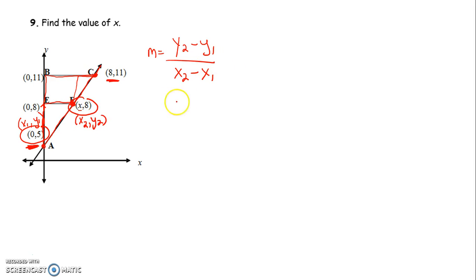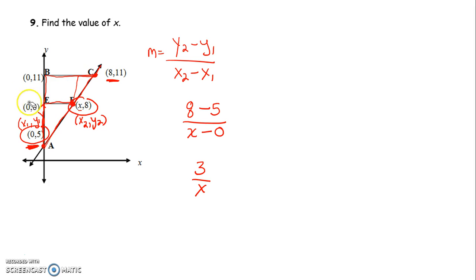All right, so in my slope formula, y2 is 8. So I have 8 minus y1, which is 5, over x2, oh, that's x, I don't know it, minus x1, which is 0. 8 minus 5 is 3. X minus 0 is x. All right, so between those 2 points, I don't know x yet. I'm going to find it, but the slope would be 3 over x.